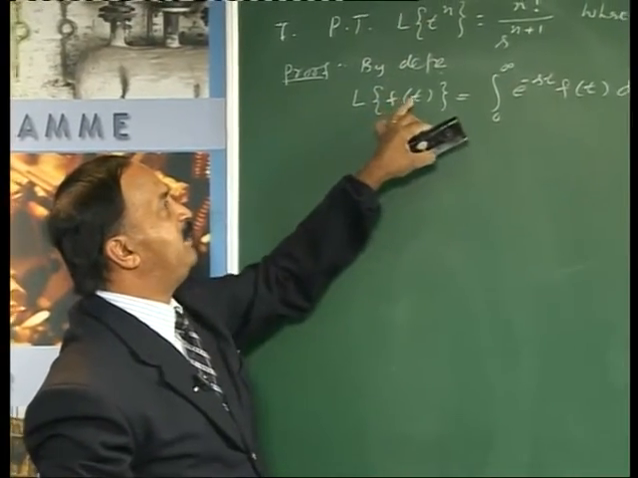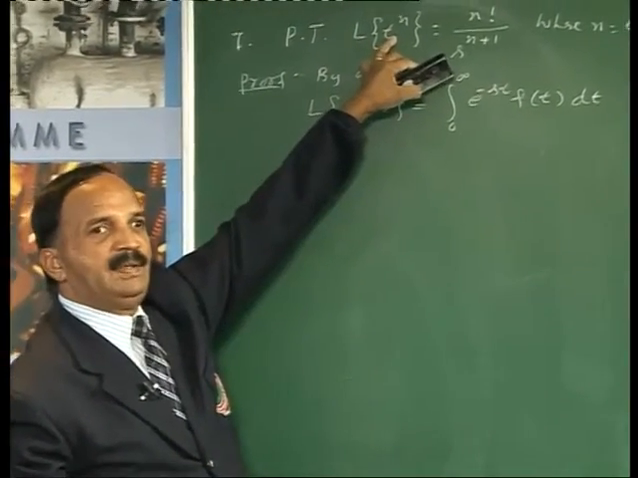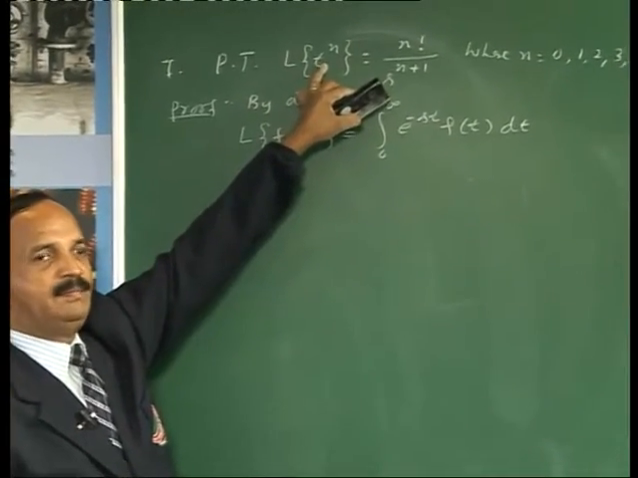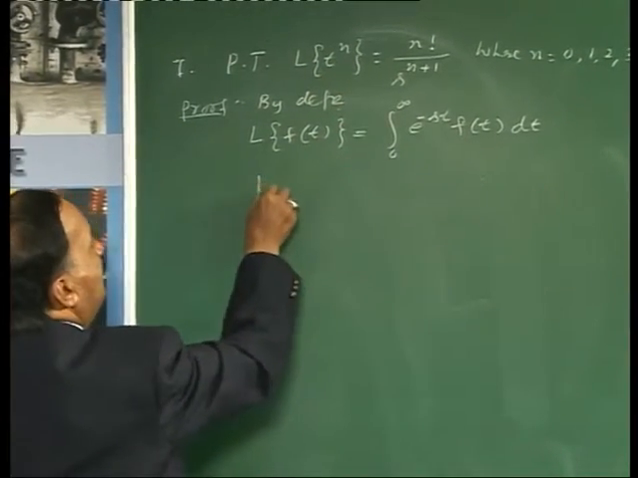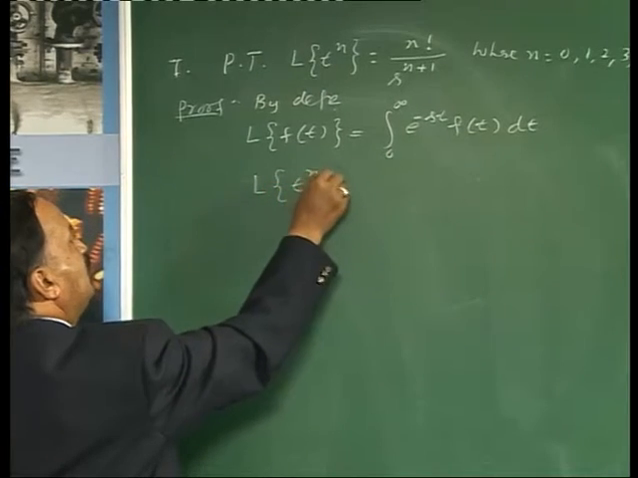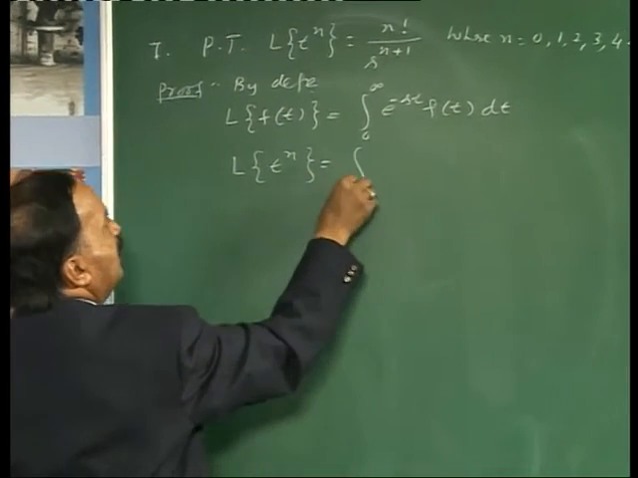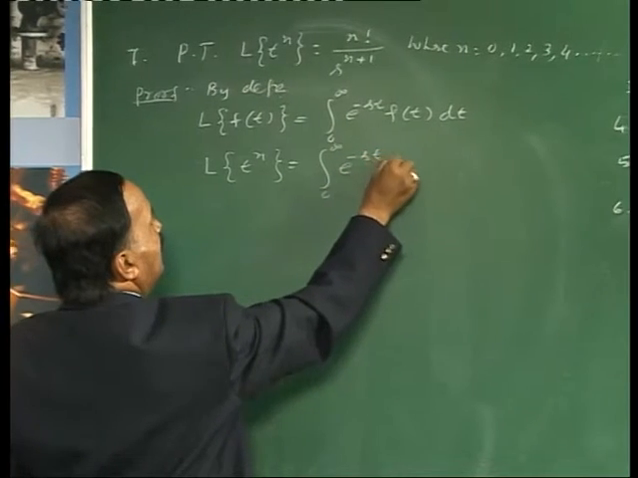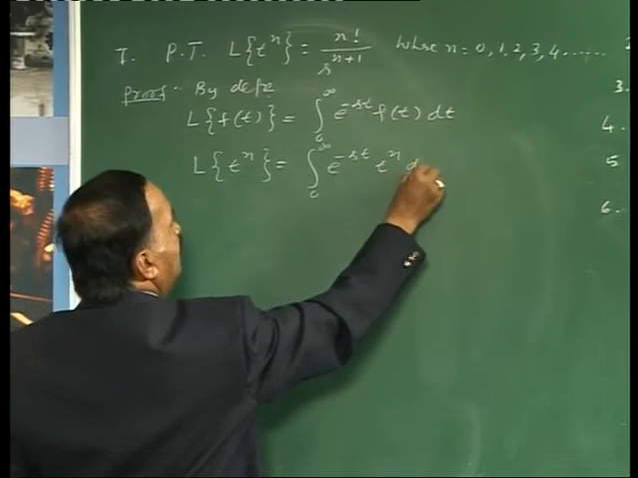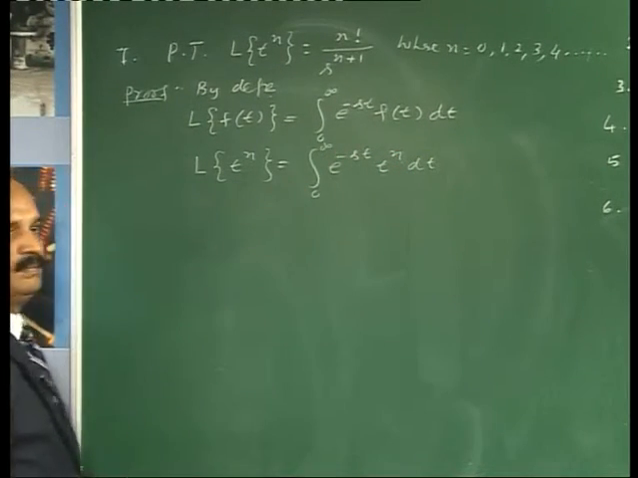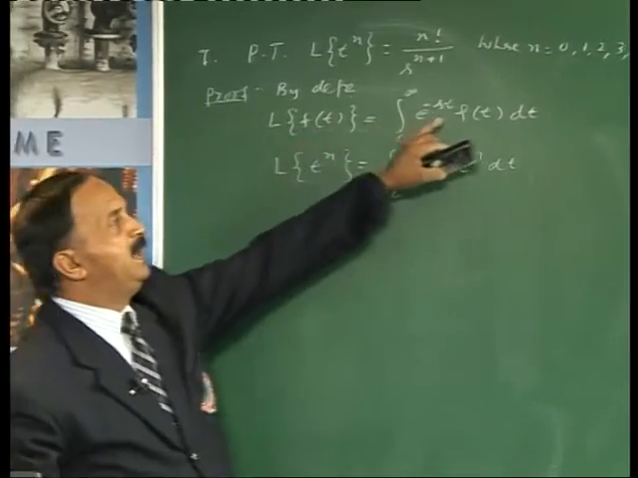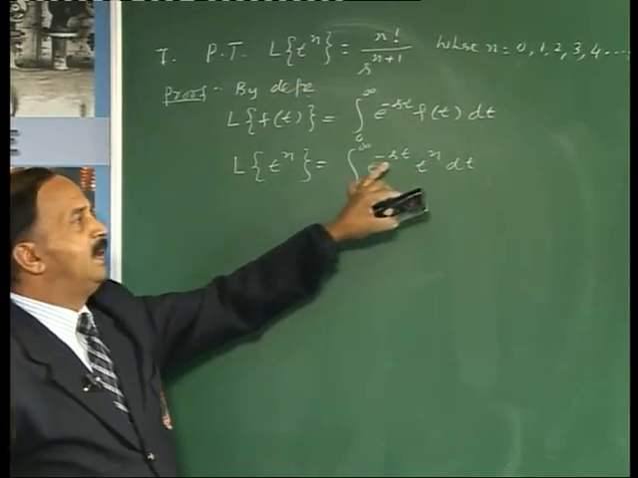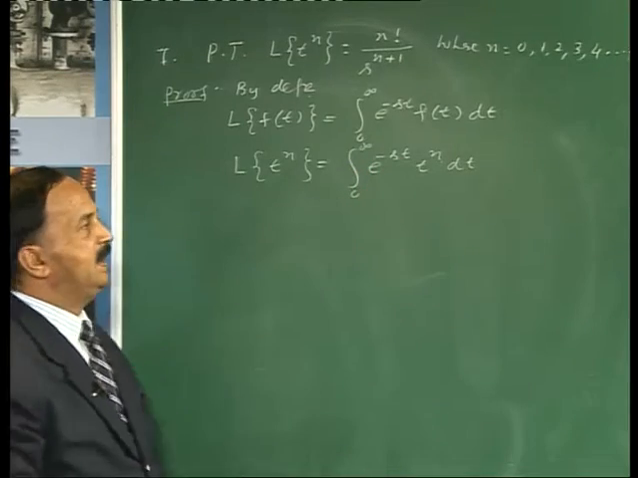By comparing these two, put f of t is equal to t to the power of n. In place of f of t, write t to the power of n. Then this becomes L of t to the power of n is equal to the integral from 0 to infinity of e to the power of minus st into t to the power of n dt. Now we have to integrate this one.